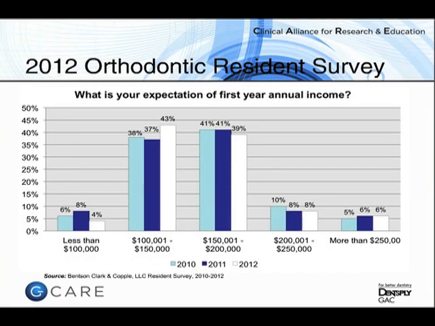This slide is the resident survey that we do every year. These are the results from the 2012 resident survey that we did, and if you participated in that, we really thank you for that. This is a chart that says what is the expectation of first-year annual income for residents. And you'll see the large majority, over 80% of residents, expected an income between $100,000 and $200,000. And that's about right. The average that we see is about $140,000 to $165,000 or so.